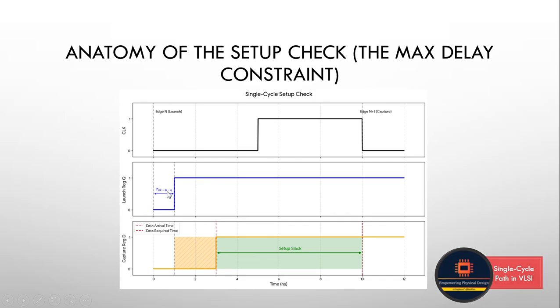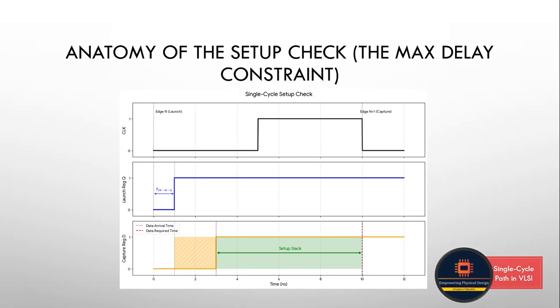Now look at the third one. This third is the capture register D, we just named it like that, DQ. Now if you see here, what does it show? The data is traveling through a long path of logic gates and wires.